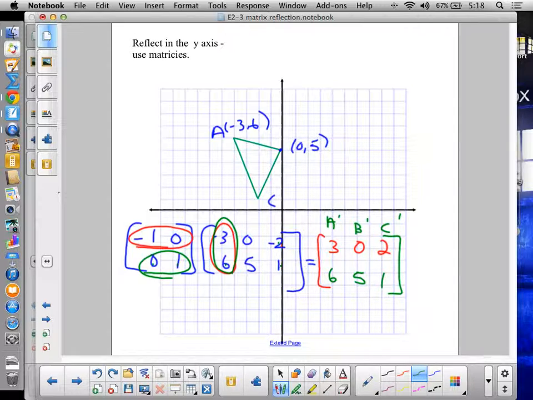And if I wanted to plot those points now, I could. It's at 3, 6. There's A primed. B primed is actually the same point. C primed is right there. There's my reflected triangle. So while looking really complicated, reflecting using matrices is actually pretty simple and also follows patterns pretty quickly.